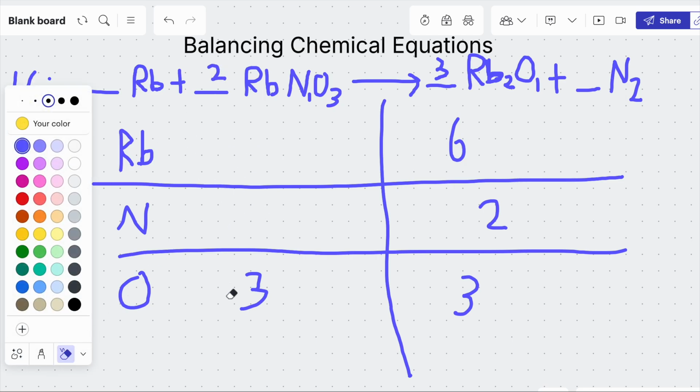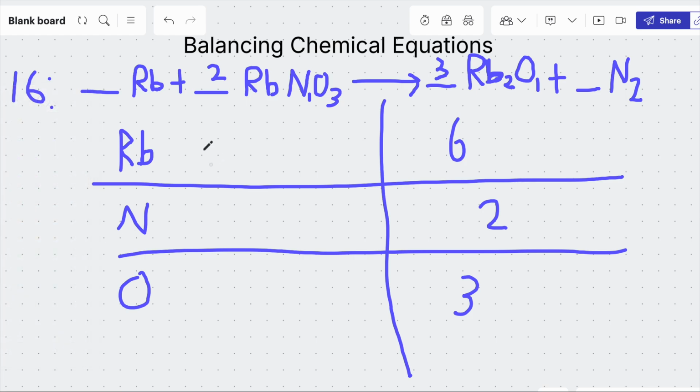But that one's going to change all of these because we have RBs, N's, and O's. So let's count our RBs again. We got 1 here, and then 2 times 1 right here. So that's 2 plus 1, which is 3. For N's, we only see them right here. We got 2 times 1, that's 2. Now our O's, this kind of throws everything in a loop. We got 2 times 3. It's going to be 6.